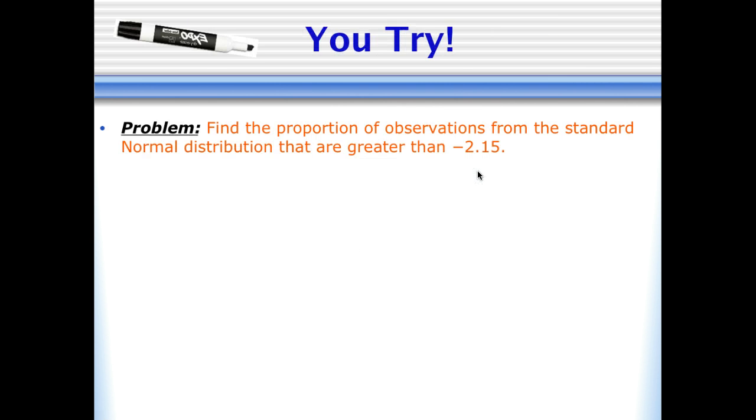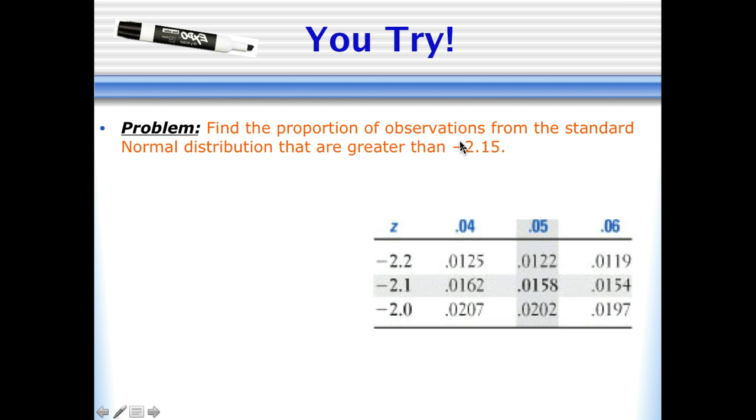So this was a problem that students tried in class. It said find the proportion of observations from the standard normal distribution that are greater than negative 2.15. Now the trick with this problem is notice that the problem asks for the probability of being greater than. Now remember, the table only gives areas to the left. So if I want to find the probability of being greater than, I'm going to have to do 1 minus the area to the left.